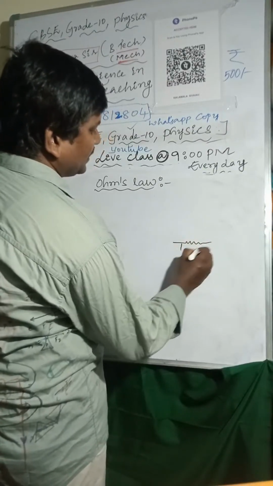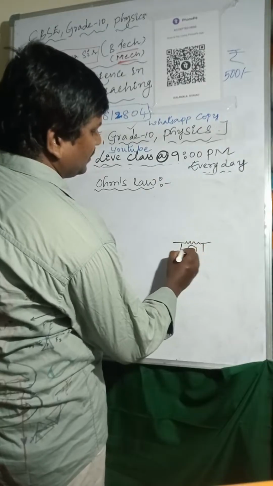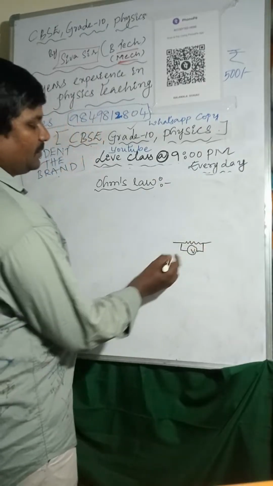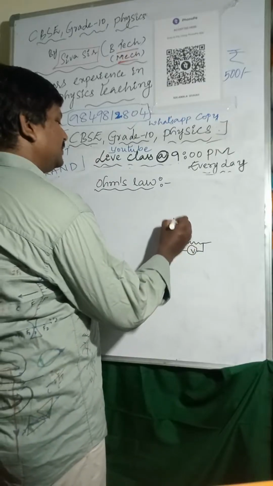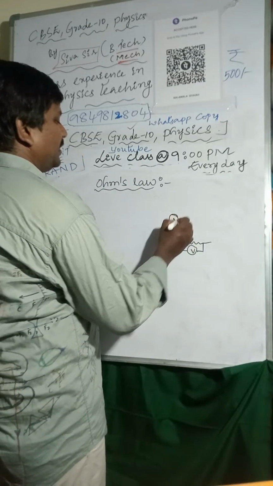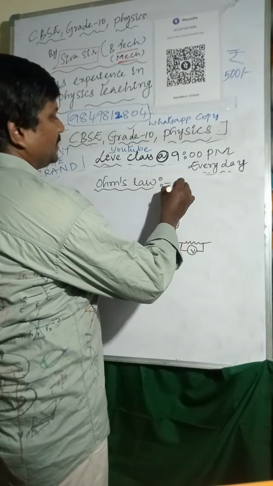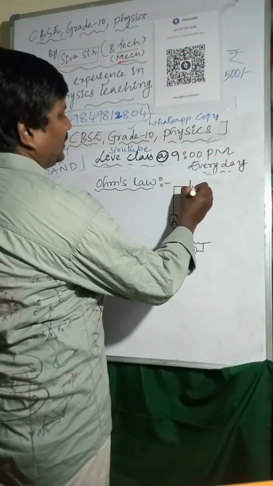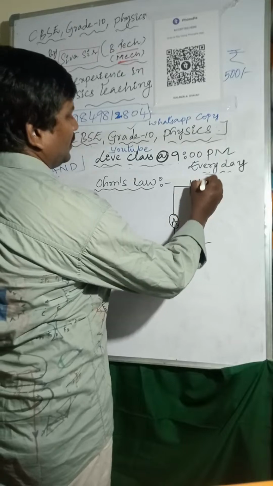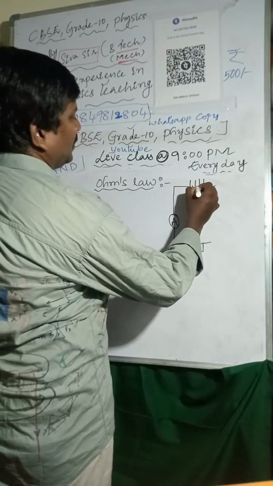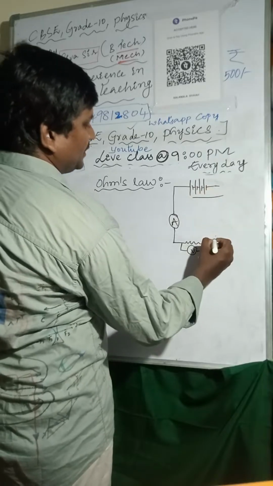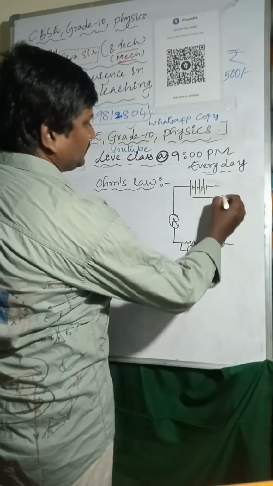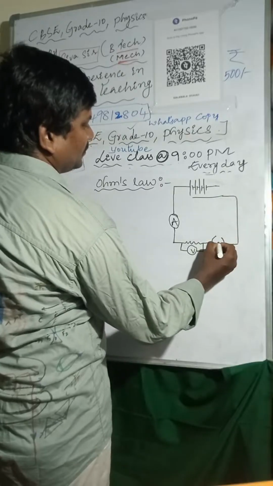I'm connecting a voltmeter across here. A voltmeter I'm connecting across the resistor. Here is an ammeter, I'm taking. From this one I'm taking the battery. So battery. Next one here, a switch.